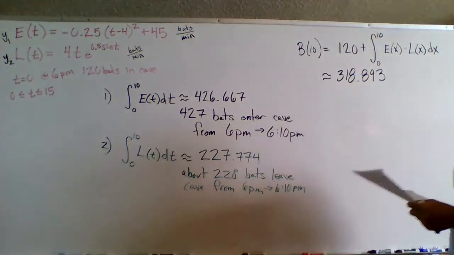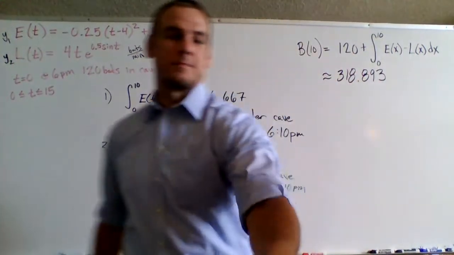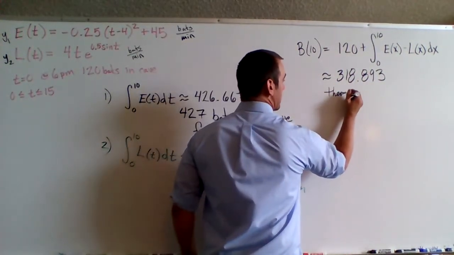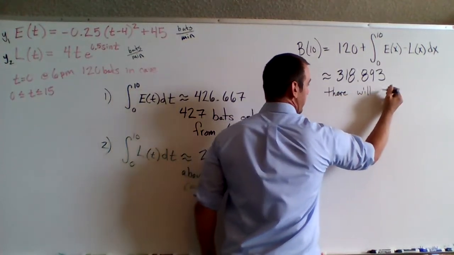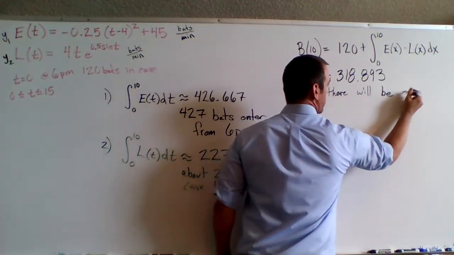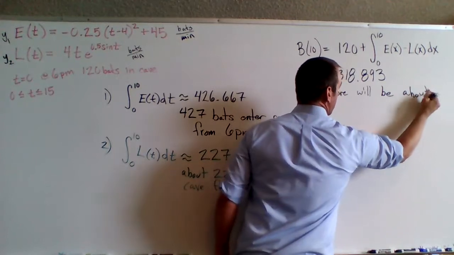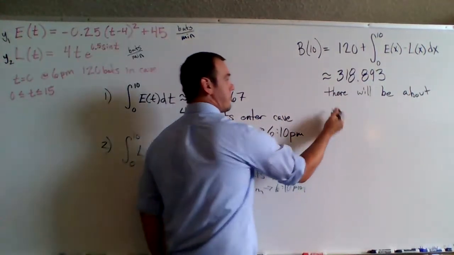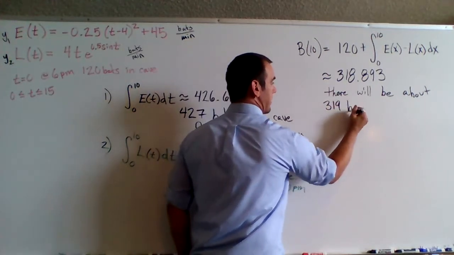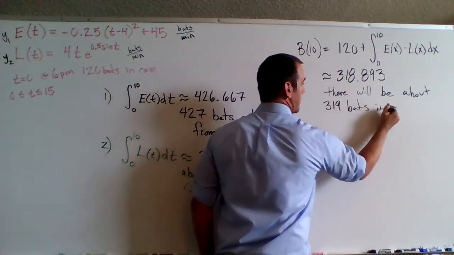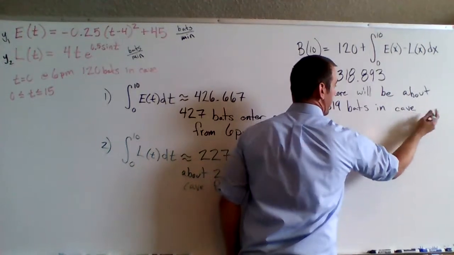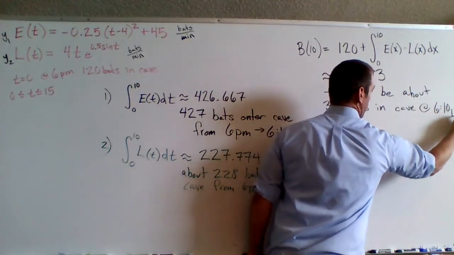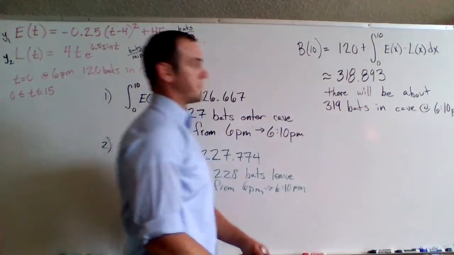But we're talking about number of bats, and here we're talking about a specific time, so the initial condition did matter. So we got to round to the nearest bat. There will be about... Okay, so that's going to round up to 319 here. So this is going to be about 319 bats in the cave. Okay, not all the time, but at 6:10 p.m. Definitely restate your time.